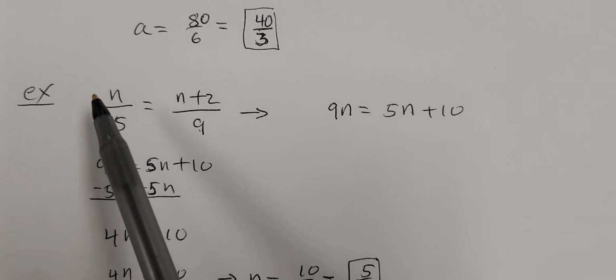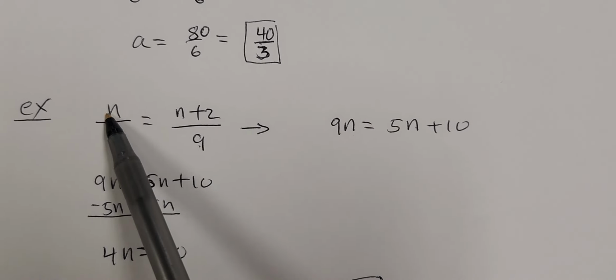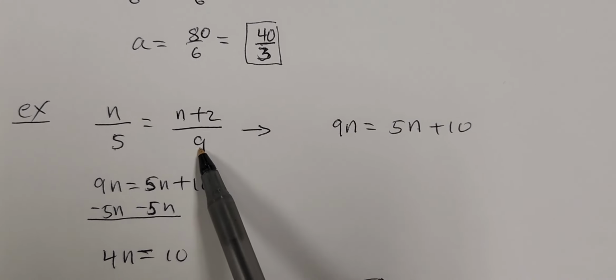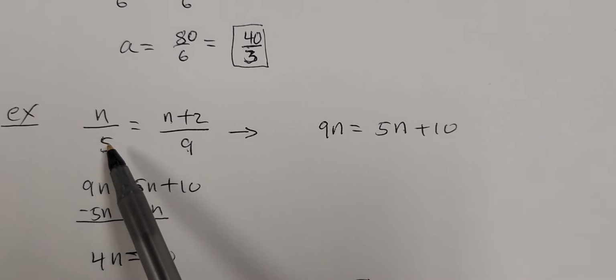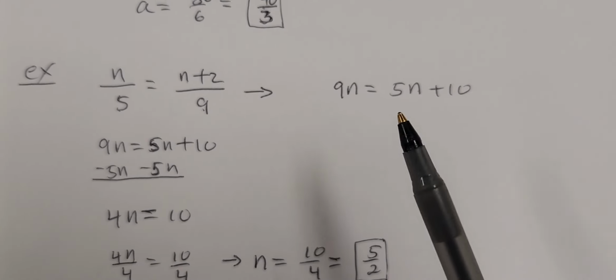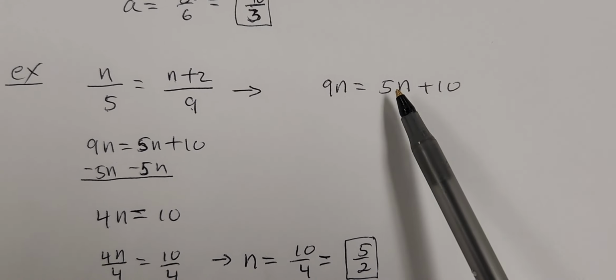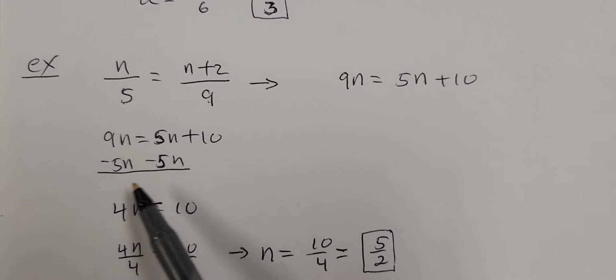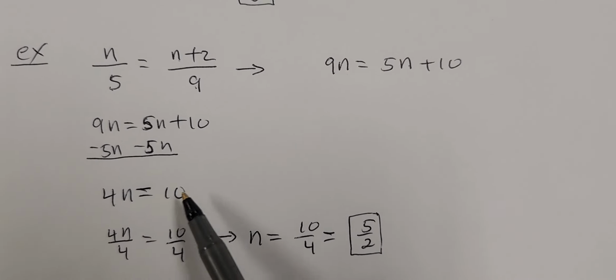So cross multiply: n times 9 is 9n, 5 times n is 5n, and 5 times 2 gives me 10. Next we want to combine like terms, so all the letters on one side, all the numbers on the other side. So subtract 5n from both sides, and that's what I have here. Subtract 5n over, and I get 4n equals 10.